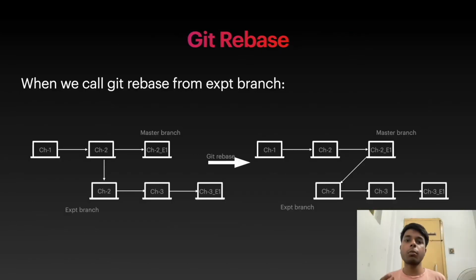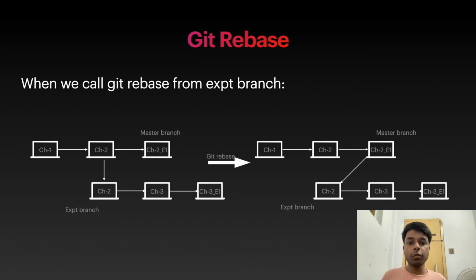So now let's talk about Git Rebase. So let's say you have created a master branch, and then you have created an experimental branch. Let's say you were writing chapter 3 and it was experimental. You don't want it added to your master branch directly. So here I have created chapter 1, chapter 2 and chapter 2 edit 1. Then in the experimental branch chapter 2, chapter 3 and chapter 3 edit 1.